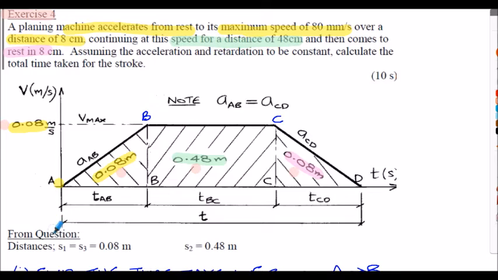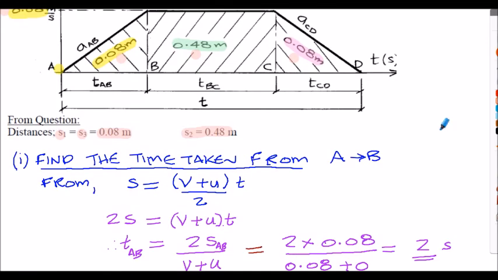And notice also from the question that the distance travelled in the acceleration phase is the same as the distance travelled in the retardation phase. That's 0.08 meters. Distance travelled in the constant velocity phase is 0.48 meters. So the first part of the question, I found the time taken from A to B. That's in the acceleration phase.